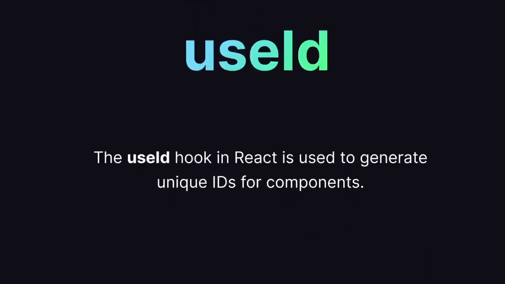Now let's talk about the useId hook. The useId hook in React.js is used to generate unique IDs for a component. So yeah, it is as simple as that. Now let's get into the coding, and then you will get to know what I'm talking about.